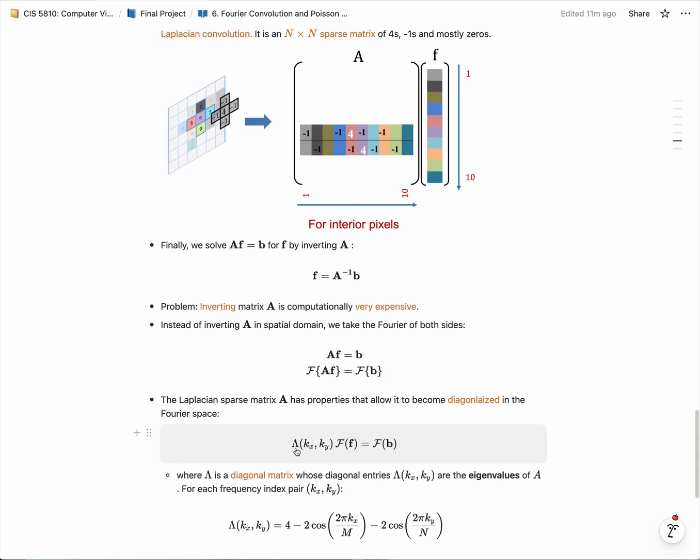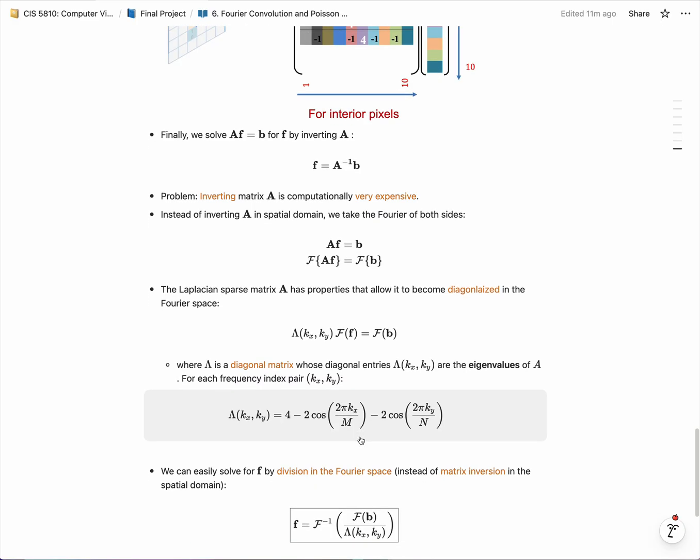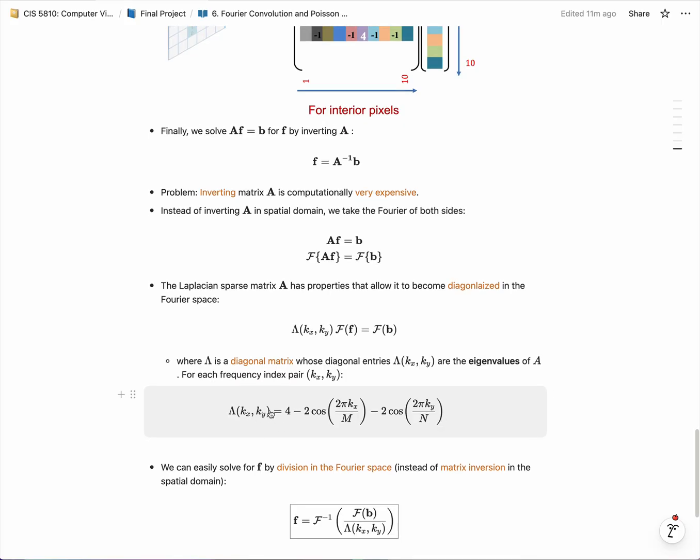This lambda kx ky is a diagonal matrix. It turns out that the matrix A that we constructed here has properties that allow it to become diagonalized in the Fourier space. And we can easily compute this diagonal matrix, as I'll show you here, and then multiply it by the Fourier transform of F to get the Fourier transform of B. So the way you compute the diagonal matrix is that for every horizontal index kx and vertical index ky, you populate this matrix with the value of this function.